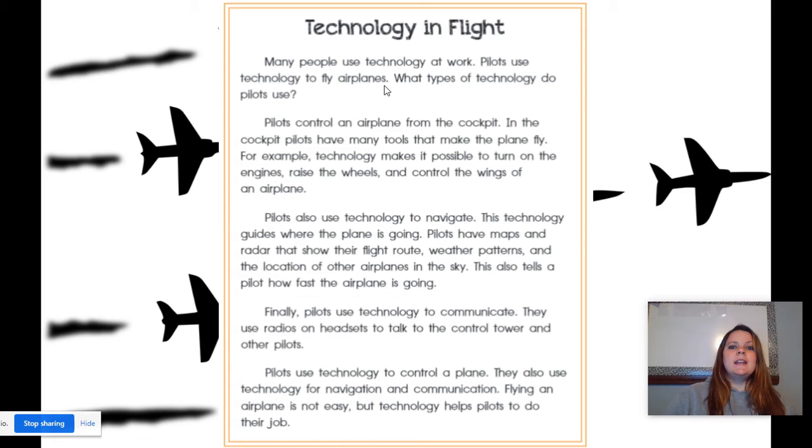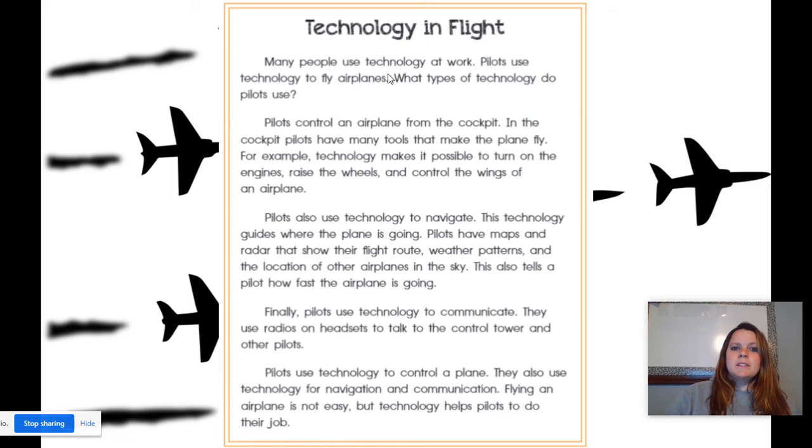Now, I see a variety coming. I see that the author decided to use a different end mark in the next sentence, which says, what types of technology do pilots use? This is a question, so of course we need to end our question with a question mark. You guessed it. All right, let's take a look at a little bit of the next paragraph. It says, pilots control an airplane from the cockpit. In the cockpit, pilots have many tools that make the plane fly. Make sure you're paying attention to the end marks that the author uses. For example, technology makes it possible to turn on the engines, raise the wheels, and control the wings of an airplane. Okay?